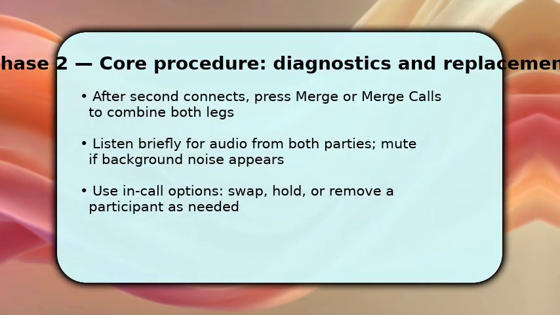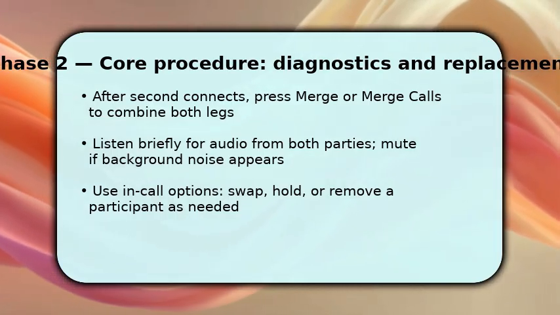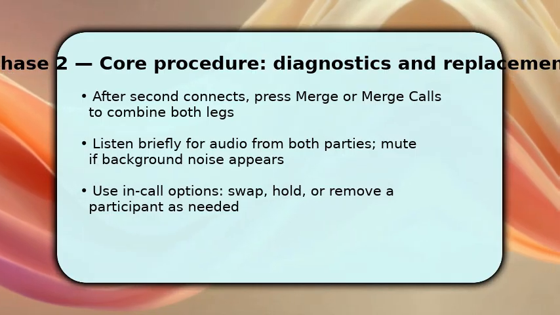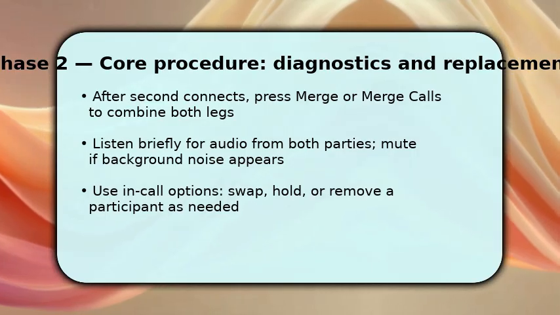Make sure to listen for any echo or background noise. Mute yourself briefly to check individual audio. If you need to speak privately, use Swap or Hold to isolate one person. Also, if one participant drops, you can redial and remerge.